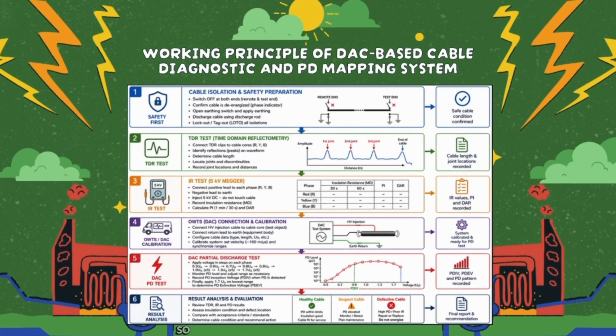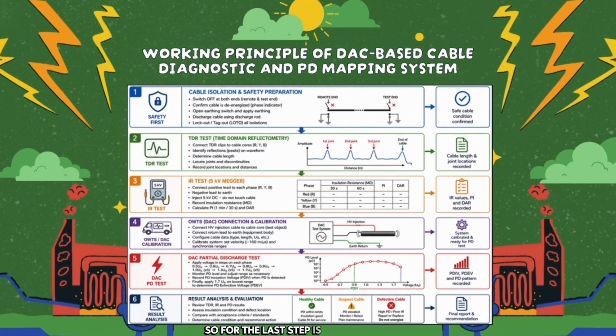So for the step 5 is the DAC partial discharge test. We progressively ramp up voltage step on each phase from 0.5 U0 up to 1.7 U0. We actively monitor the line to capture the exact partial discharge inception voltage, or we call it PDIV, when activity starts, and the extinction voltage, or we call it PDEV, when it's dropped.